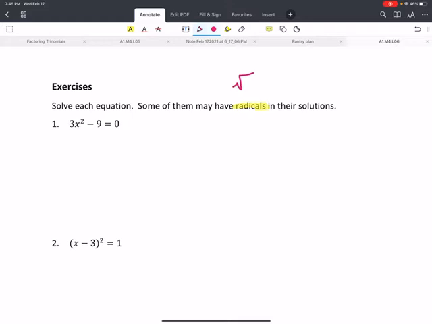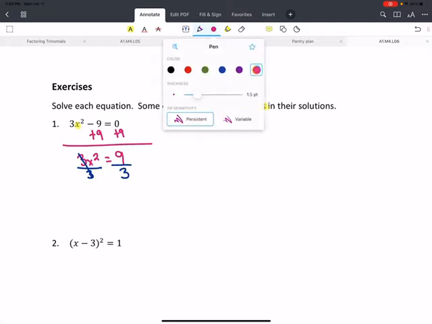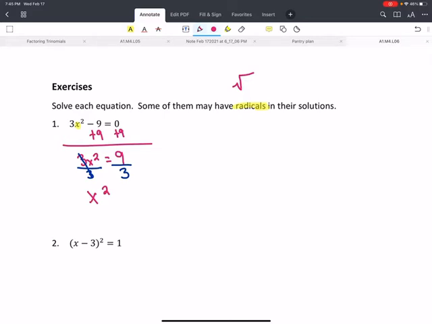So following our rules of math, if we want to get x by itself, the first thing we're going to do is add this 9 to both sides. That gives me 3x squared equals 9. Then, continuing to follow the rules of math, we want just the x by itself, so we're going to divide both sides by 3. That leaves us with x squared equals 3.